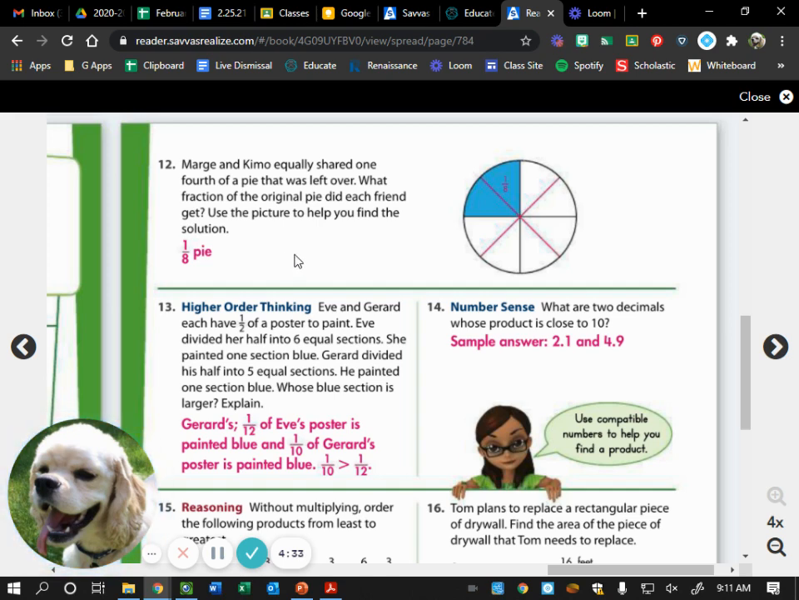So 1/4 divided by 2, well, we would keep 1/4, change our division symbol to multiplication, and then our 2 over 1 would become 1 over 2. 1 times 1 is 1. 4 times 2 is 8 for 1/8 of the pie.